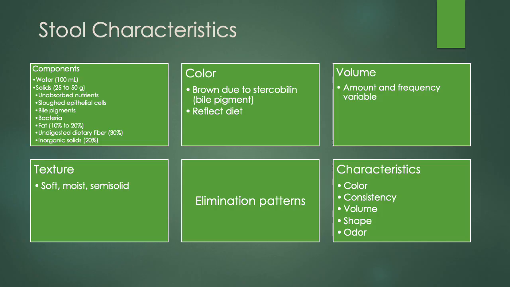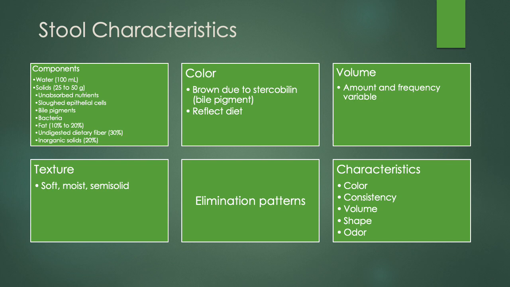So here we have stool characteristics, and it's important to know how to characterize your stool because doctors are looking at different forms, colors, shapes, sizes, and amounts in order to determine disease processes. As you're documenting, make sure you look at the following things. First and foremost, you want to look at how watery it is versus how solid it is. If it's watery, it can be attributed to unabsorbed nutrients or epithelial cells being left in the stool. It could indicate bile pigments, bacteria, fat, undigested foods, or inorganic solids.